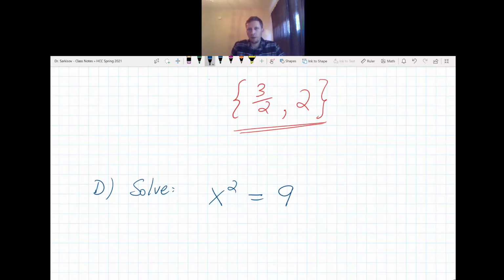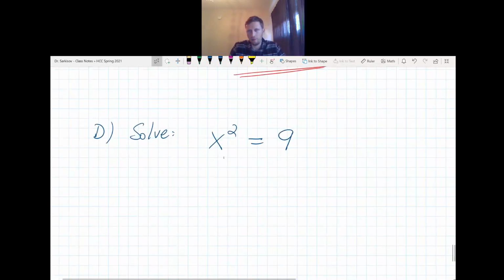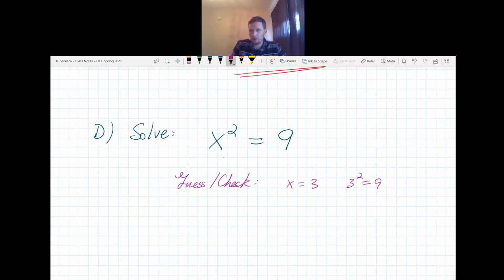I think a lot of you right away would tell me, oh, it's 3. Maybe some of you are a little more insightful: it could be 3, it could be -3, right? So if we're doing the guessing method, let's call it guess and check. And again, if you're insightful, you can figure it out. What numbers work? Something squared is 9. x equals 3? Oh yeah, 3 squared equals 9. Of course that works.